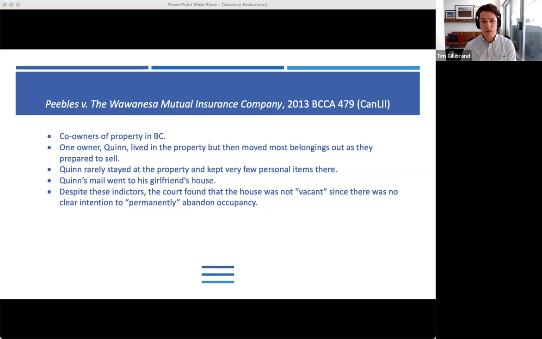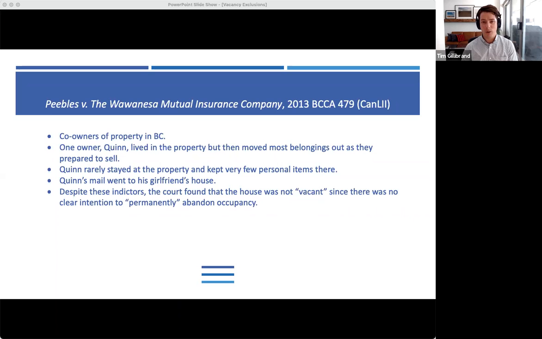Next, we'll move on to the decision of Peebles versus Wawanisa, which is another case out of BC. The facts are much more complicated in this case, so I'll try to summarize them as best I can. There were two friends who co-owned a property. One of the friends, named Quinn, lived in the house for a period of time with very few furnishings. In 2007, they talked about selling the property. And at that time, he'd moved out with his girlfriend, but he left some belongings at the property, just enough that he could stay over, essentially, if he needed to.